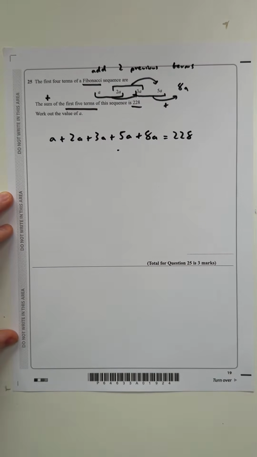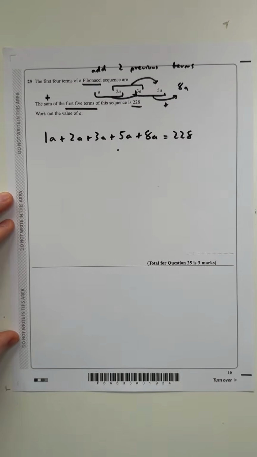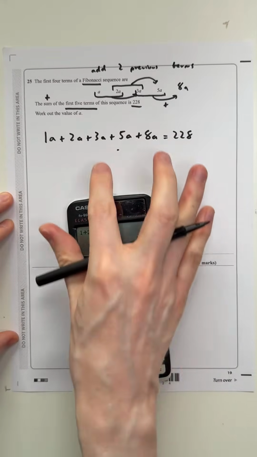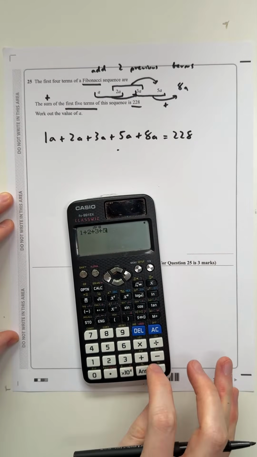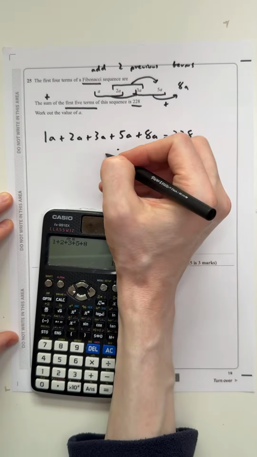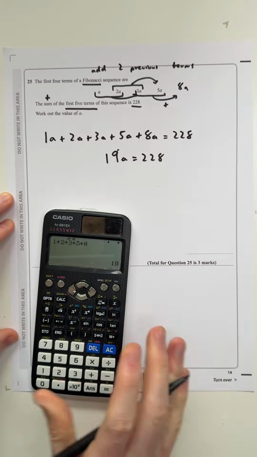In your calculator, they're all like terms as they all end in a. If there's no number in front of the letter, the number is 1. So add the numbers in front: 1 add 2 add 3 add 5 add 8, press equals, and that comes to 19a. So we've got 19 lots of a equals 228.